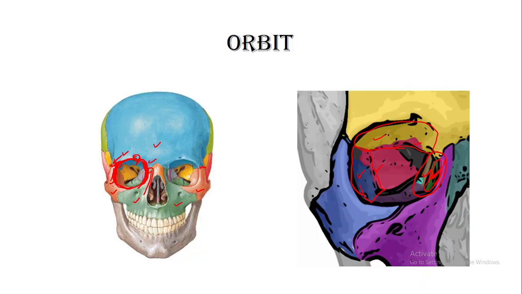And lastly, the floor of the orbit. The floor is formed by the maxillary bone, this maxillary bone inside, and the zygomatic bone. So this whole portion is the floor of the orbit, which is formed by the zygomatic bone and maxillary bone. So like this, we can understand the whole structure of the walls of the orbit.